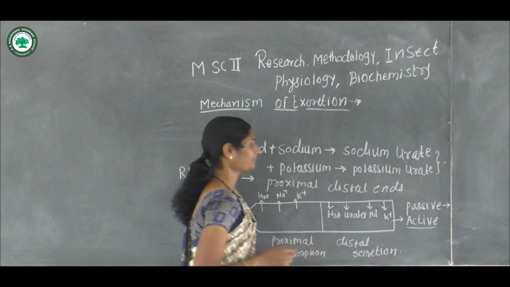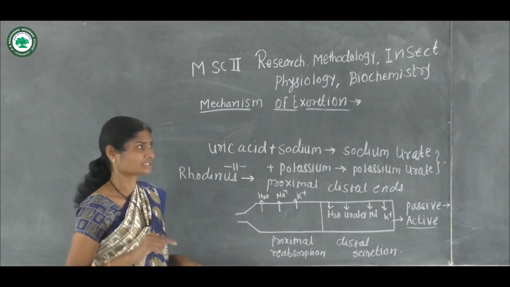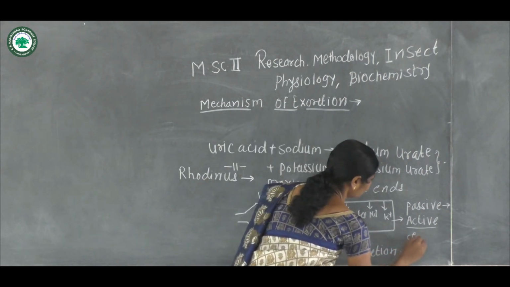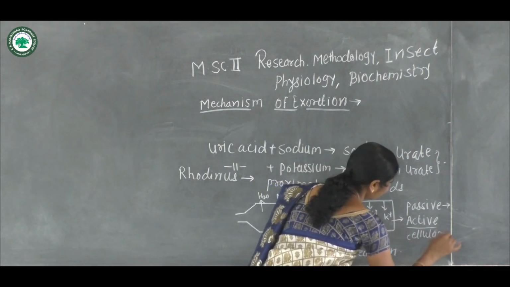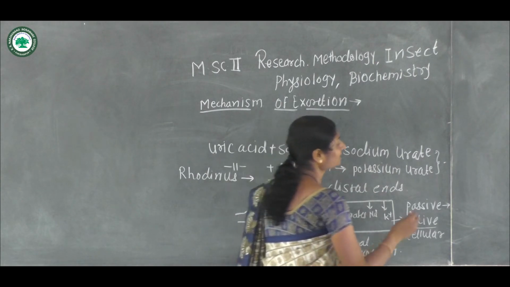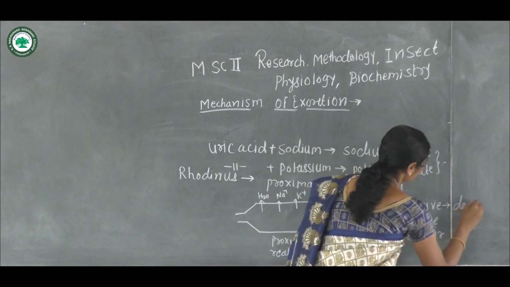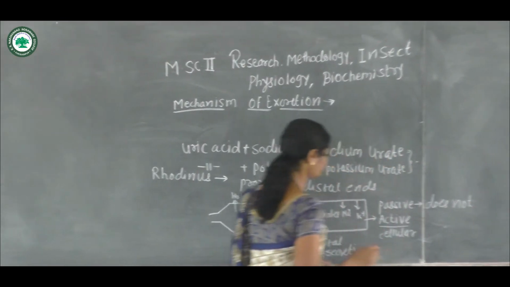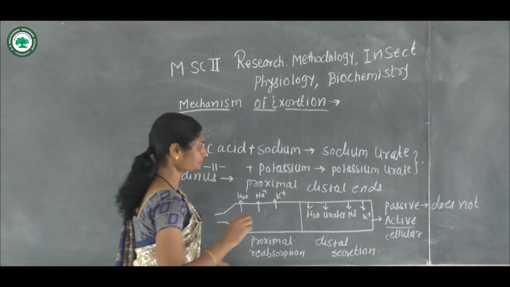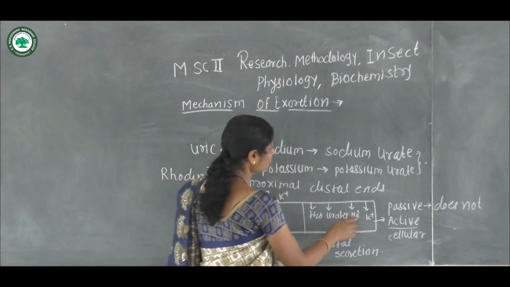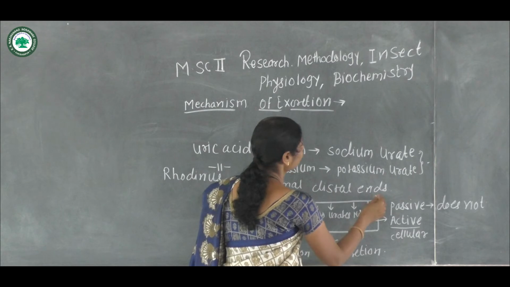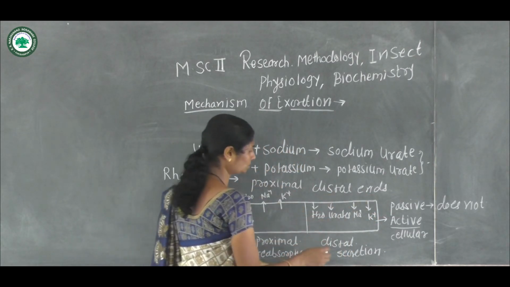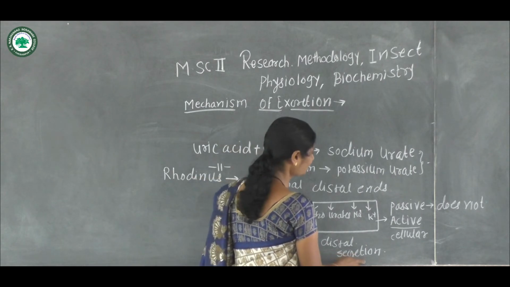It is called transport against the concentration gradient and requires cellular energy. Active transportation requires cellular energy. Passive transportation does not require cellular energy. These water, urate, sodium and potassium are easily absorbed from the hemolymph into the distal region.